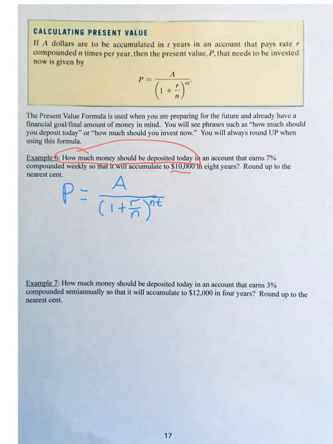So thinking about what to plug into the right side of the formula, since we're solving for P, I'll write it off to the side. The full amount, the full balance we want in the account when this is all said and done, says will accumulate to 10,000. So A is going to be 10,000. r, the interest rate, is the percentage, 7% converted to a decimal. We can assume the decimal point, since we do not currently see it, is just hanging out there at the end after the 7.